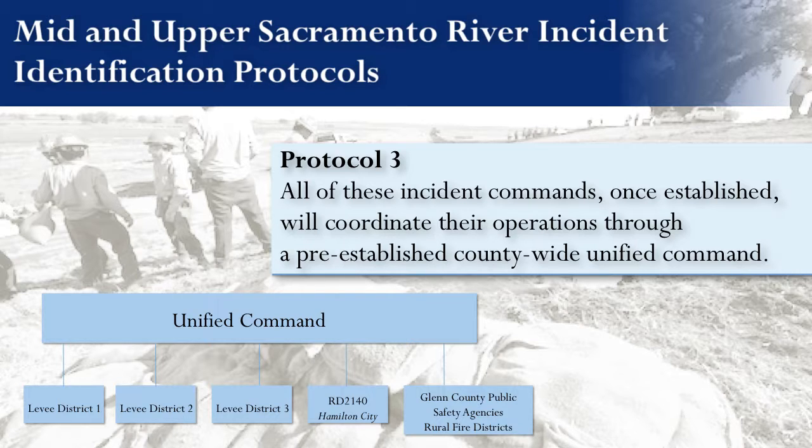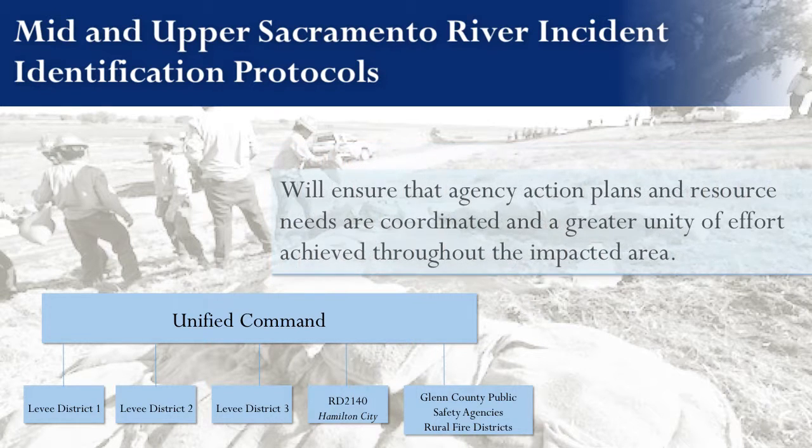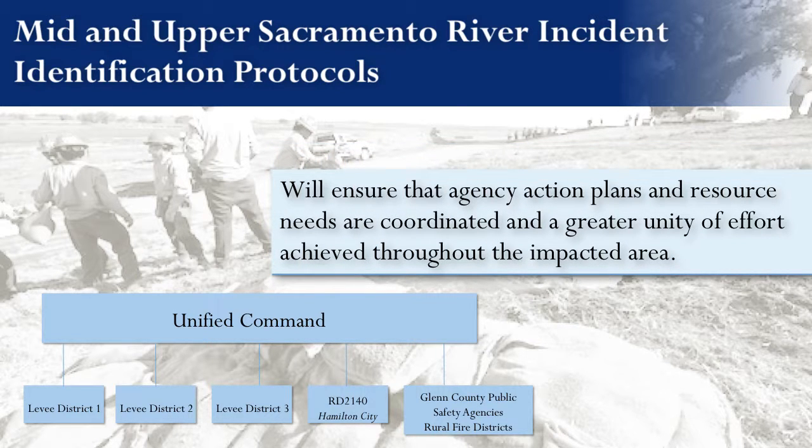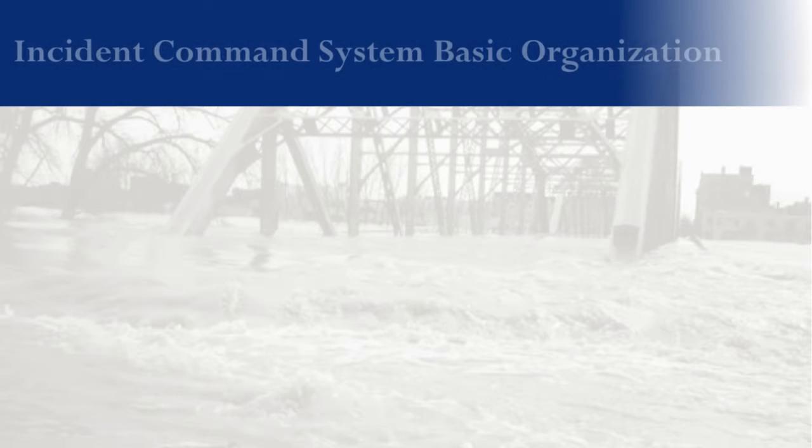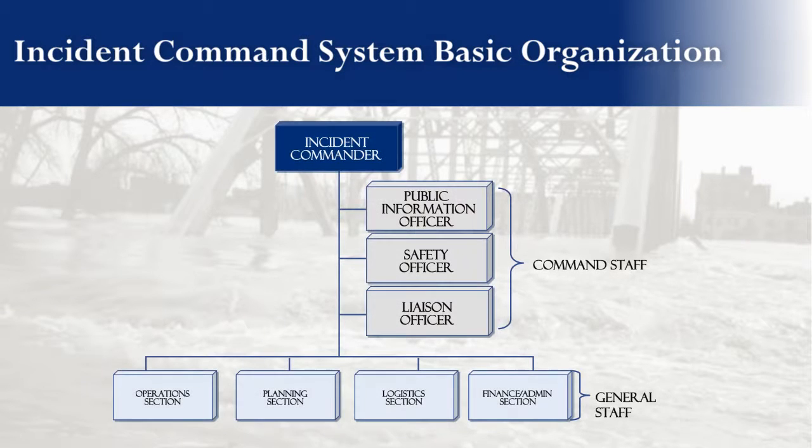This unified command process in each county will ensure that the agency action plans and resource needs are coordinated and a greater unity of effort achieved throughout the impacted area. All incident commanders in the region will use ICS to organize their responders. A basic ICS organization consists of 3 command staff functions and 4 general staff functions.